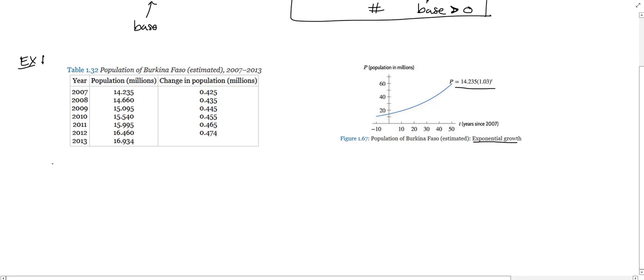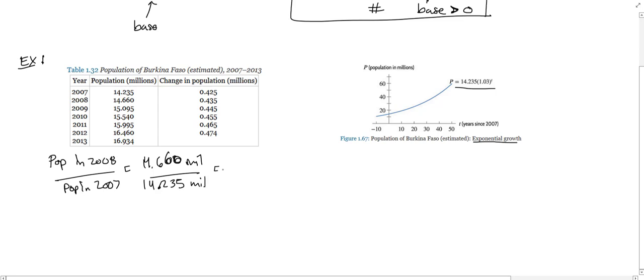So let's suppose we divide each year's population by the previous year. So if we divide population in 2008 by the population in 2007, we would have 14.660 million over 14.235 million, and that would give us 1.03 if we divide that out.